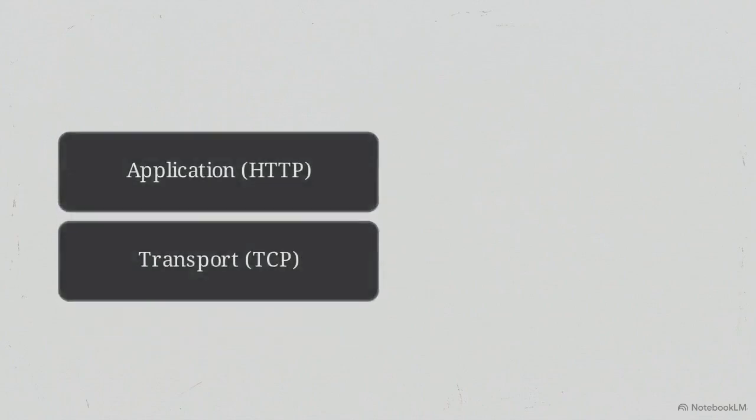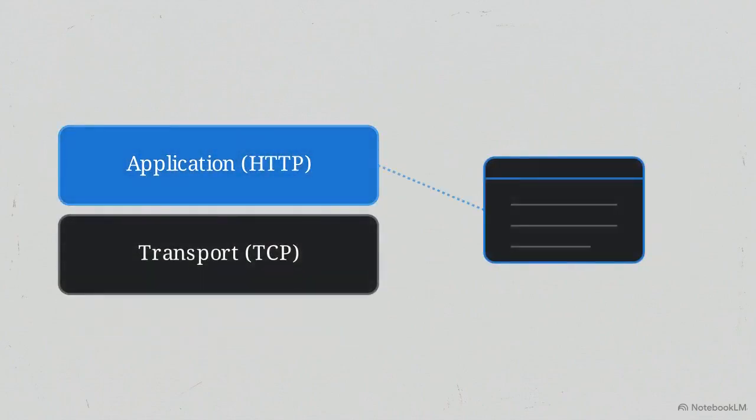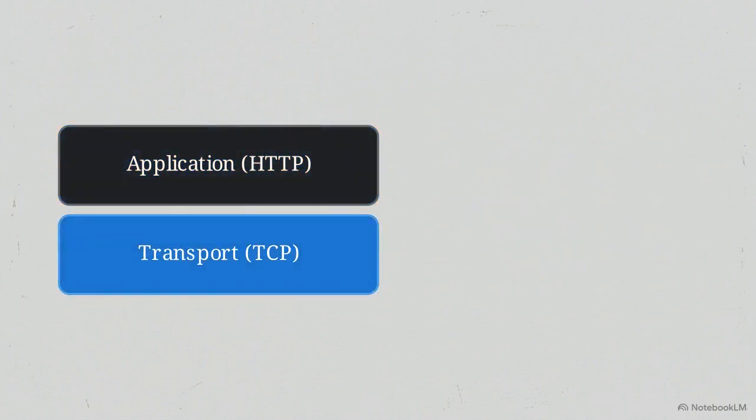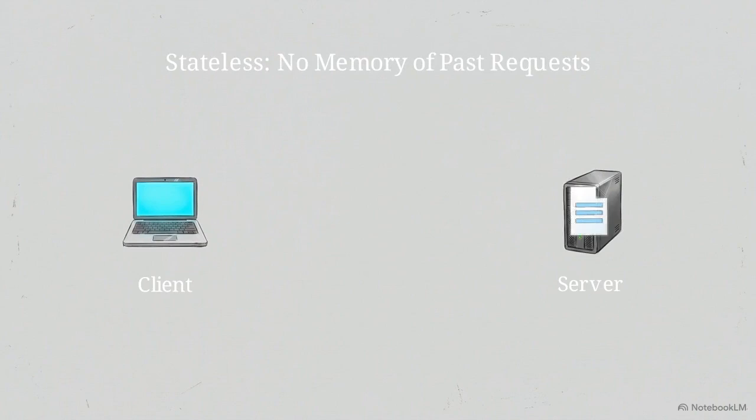Look at this protocol stack. HTTP is an application layer protocol. It handles the logic of requesting and serving web pages, but it relies entirely on TCP at the transport layer to guarantee the delivery of that data across the network. The defining constraint of HTTP is that it is strictly stateless. An HTTP server retains zero memory of past client requests. Once a file is sent, the server completely forgets the transaction ever happened.